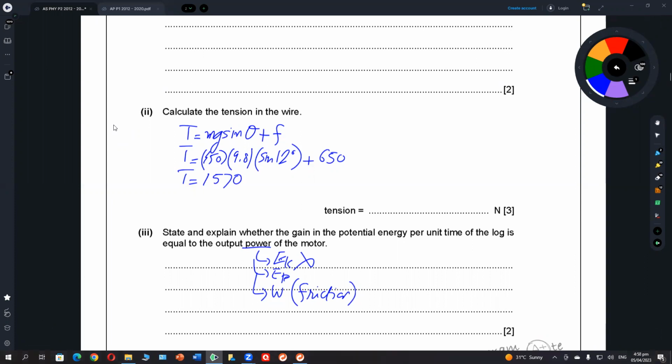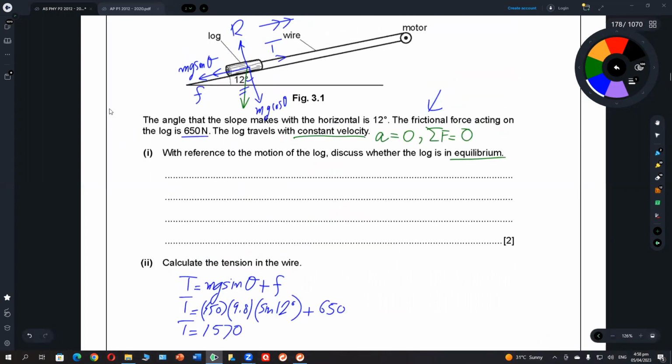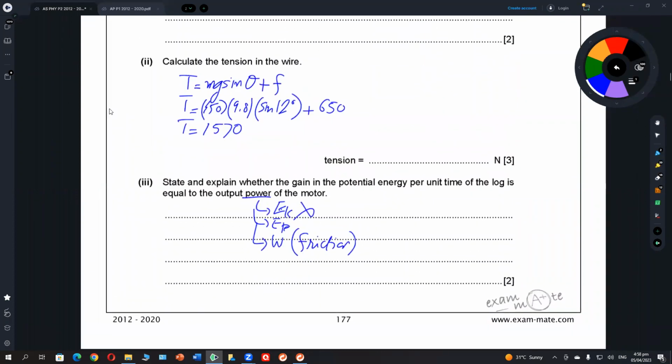Kinetic energy is not increasing because the speed is constant. So the motor is taking it up. When something is going up, it's gaining height. When it is gaining height, potential energy will increase. But do you think some energy of the motor will be dissipated against frictional force? Yes. Good. So the answer would be no.